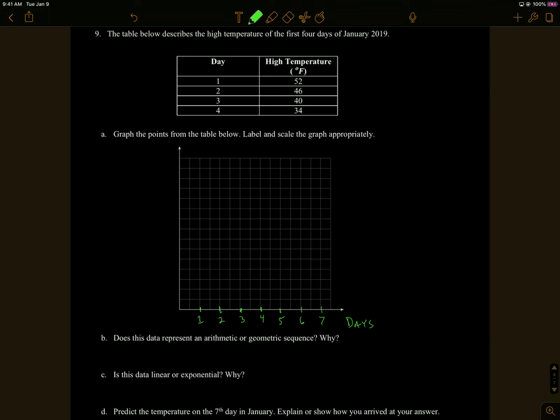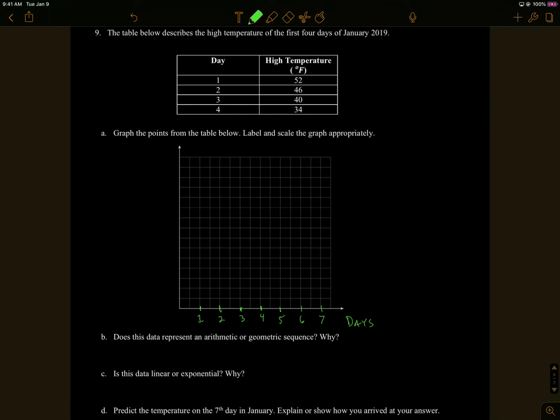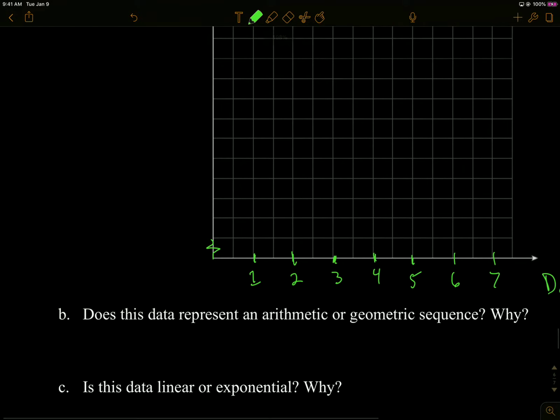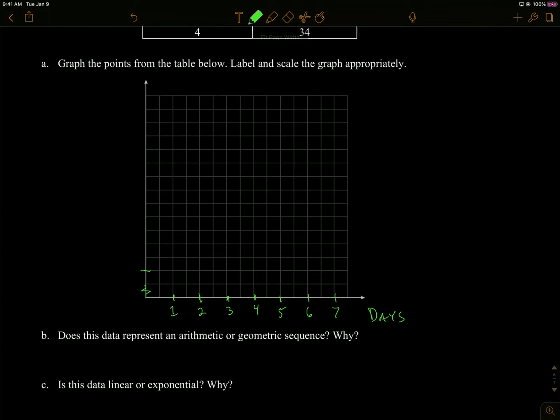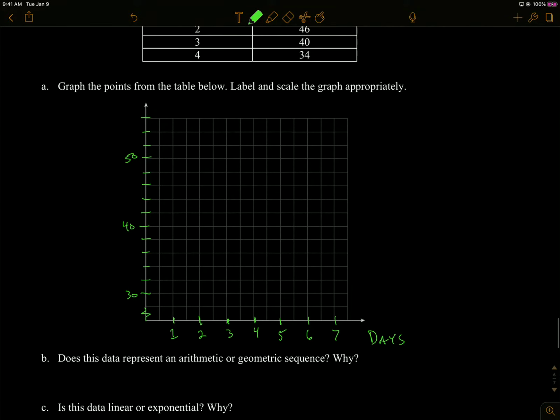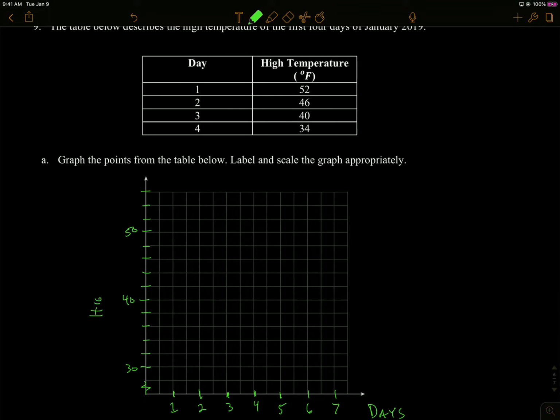And then for temperature, we have to get from 34 to 52. So I'm going to go up by 2s, and what I'm going to do is skip the first 30 values. So this little thing right here means I'm skipping a bunch of values. And I'm going to start with 30. See if that'll be enough. 32, 34, 36, 38, 40, 42, 44, 46, 48, 50, 52, 54, 56. So yeah, that's going to work out good. This is the high temperature.